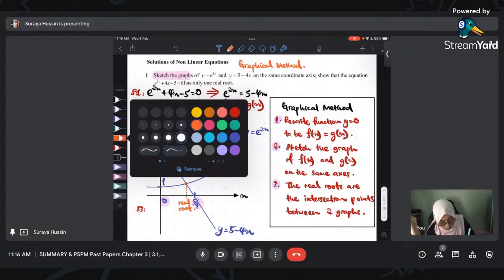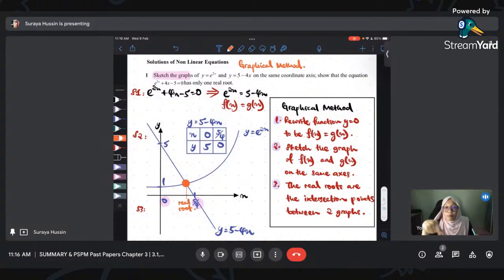Maybe I should draw a big point over there saying that, oh, ada one intersection. So if there is only one intersection, maksudnya there is only one root over there. Okay, this is the root. One root. Kita panggil dia real root, which we don't have to know what's the value. Kita tak perlu cari pun. Kita just perlu prove kan, oh aku dah berjaya cari real root di antara dua graph.